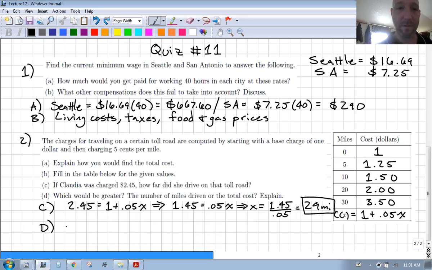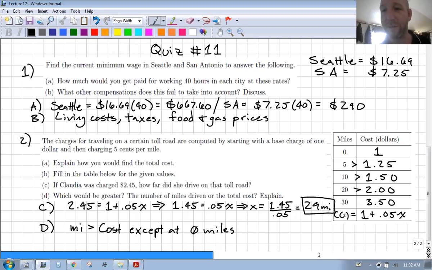So miles is bigger than cost, except at 0 miles. All right, we can just look at our chart here and see 5 is bigger than that. This is bigger than that. This is bigger than that. This is bigger than that. 0 is less than 1.